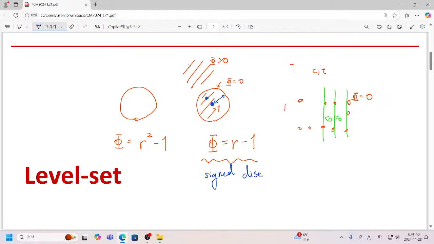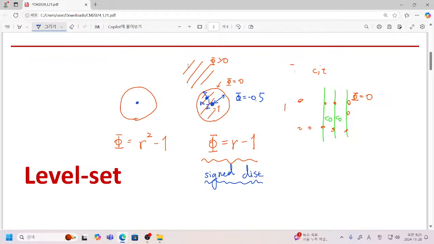At the midpoint, r equal to a half, we will have the value corresponding to phi equal to minus half. Okay, this is corresponding to a signed distance. Please check the same thing with this a little bit different one.